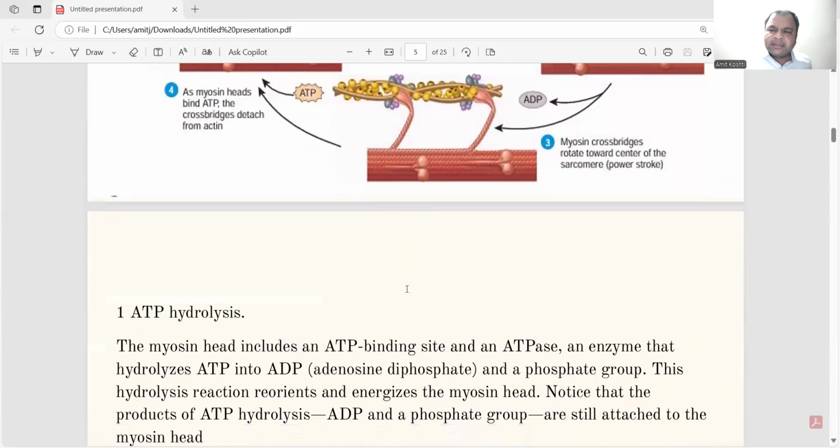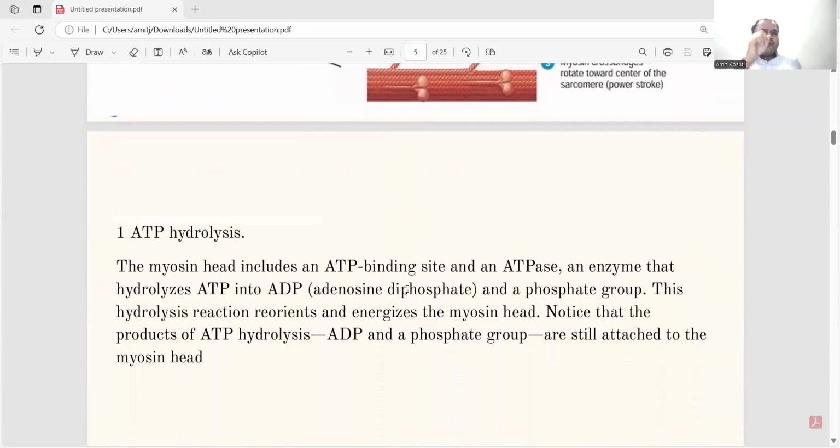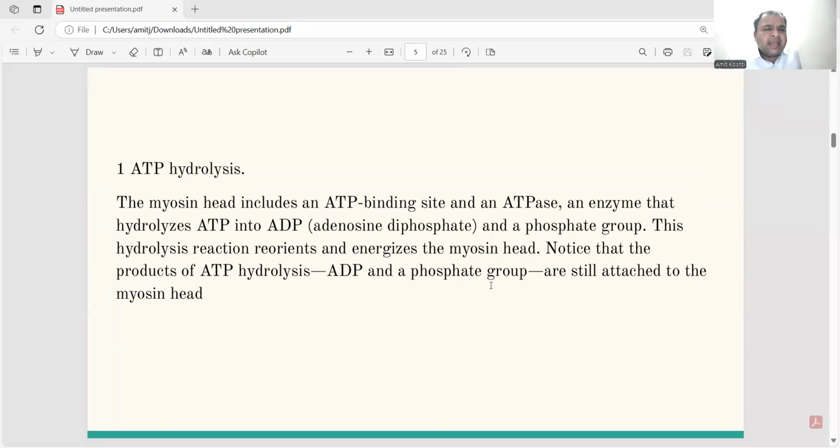Now let's go to the right. So the first step is ATP hydrolysis. The myosin head includes an ATP binding site and an ATPase enzyme that hydrolyzes ATP into ADP and a phosphate group. This hydrolysis reaction reorients and energizes the myosin head. So again, ATP attaches to the myosin. The ATPase enzyme carries out a two-step reaction. ATP binds to the myosin head. As it binds, ATP gets converted to ADP and P by the enzyme called ATPase.